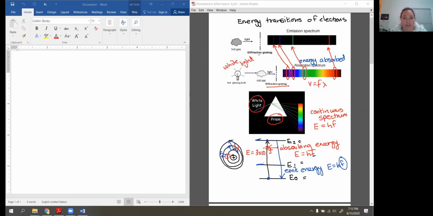It goes through a diffraction grating. All that the diffraction grating does is spread out all the different frequencies so you can see them in their individual places. And from that, we get our emission spectrum.